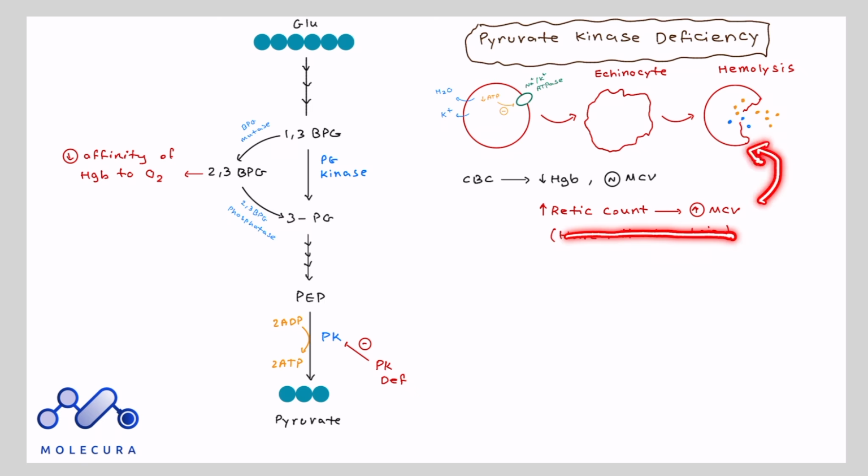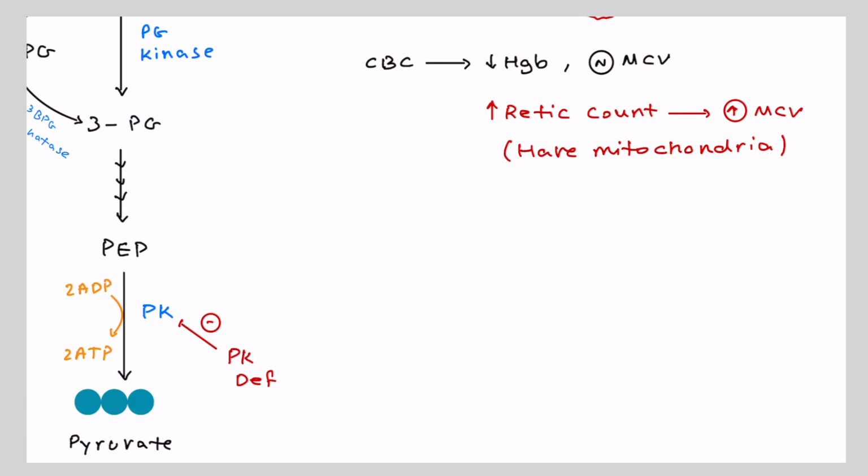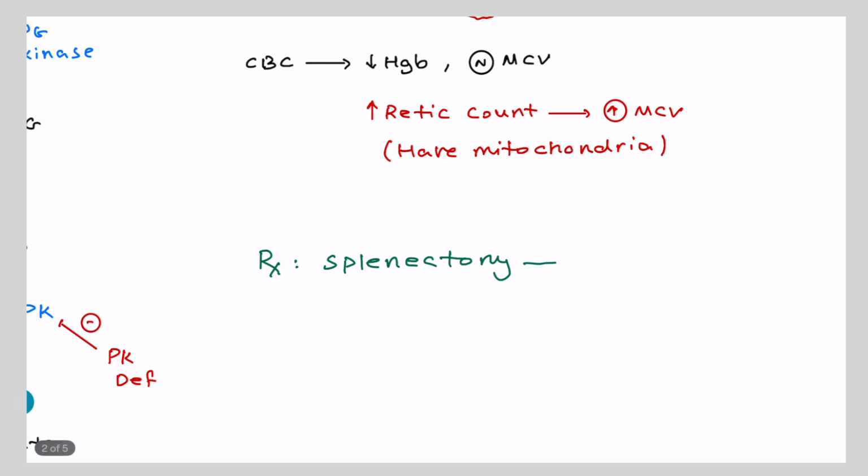That is why sometimes we can use splenectomy as a treatment for this condition. So splenectomy could be a treatment that we can offer to these patients. And splenectomy is going to improve the condition because the reticulocytes are no longer trapped in a hypoxic environment. So splenectomy is going to improve the lifespan of reticulocytes.